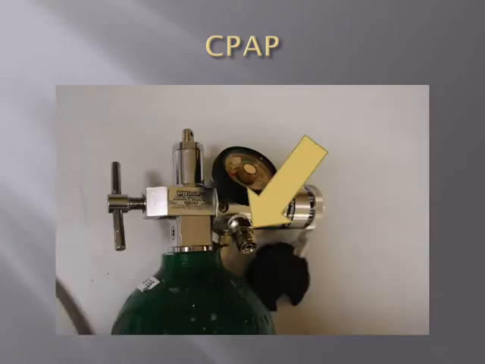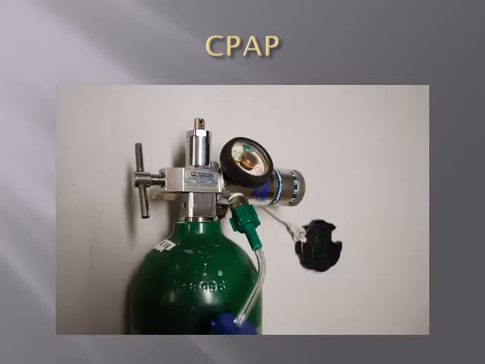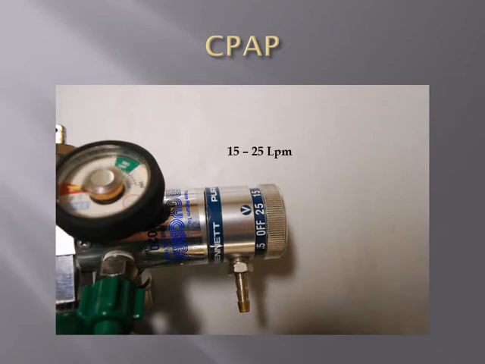On your oxygen regulator, make sure that you have the threaded connector. Go ahead and connect the CPAP device onto that threaded connector. You want to run the regulator between 15 and 25 liters per minute for the CPAP device.